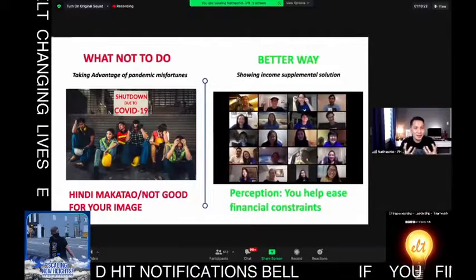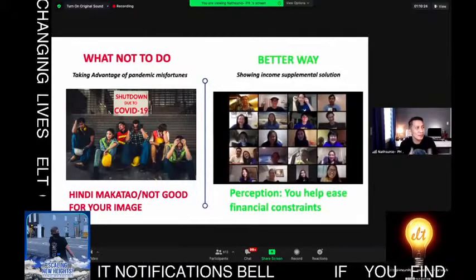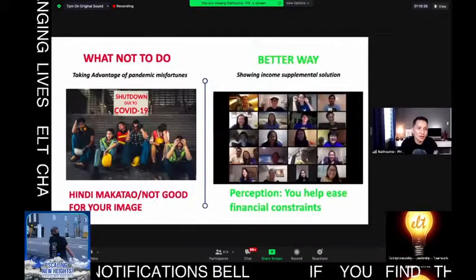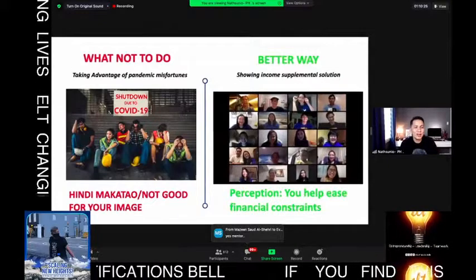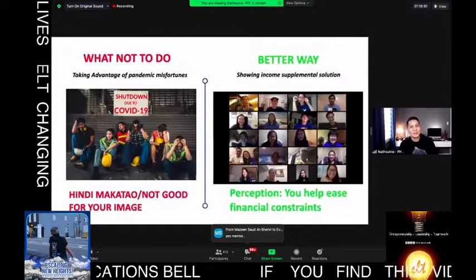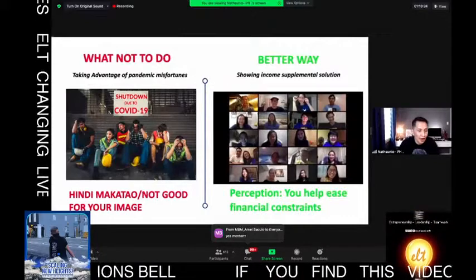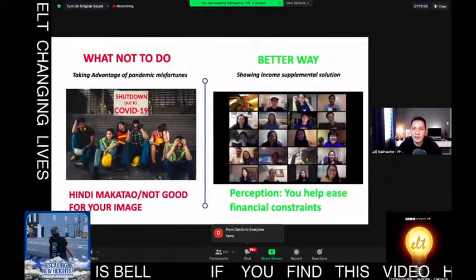Mas maganda yung approach na ganito kaysa yung una na ibinanggit. Hindi makatao, it's not good also for your image. Tama? Yung tipong, ang tawag dito?